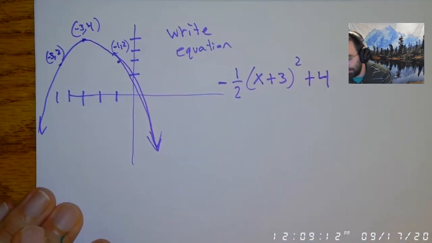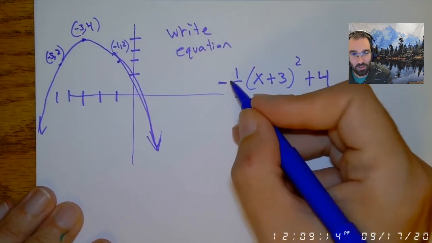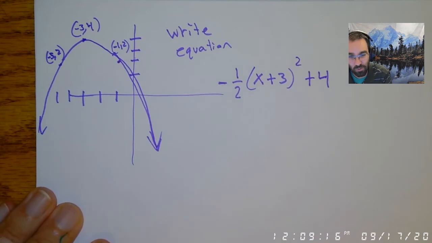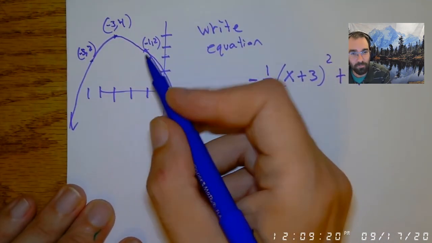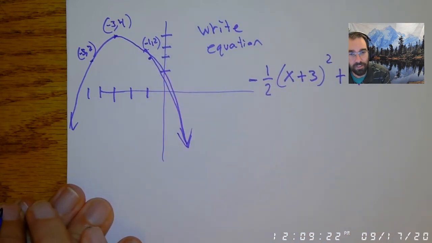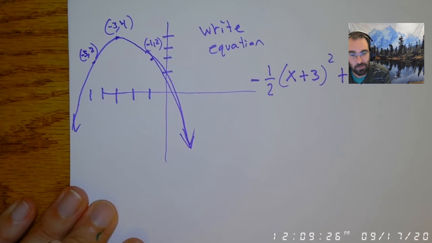Now, for extra points, you could try to put this in and write the equation with the horizontal dilation. In this case, it would be 1/4. But I digress. That should be enough to get you there.